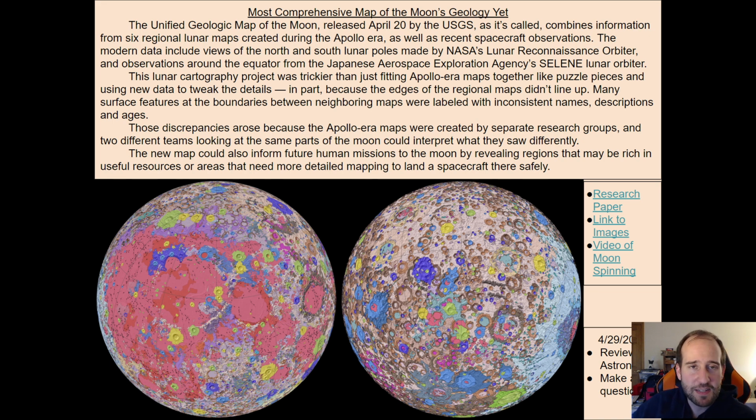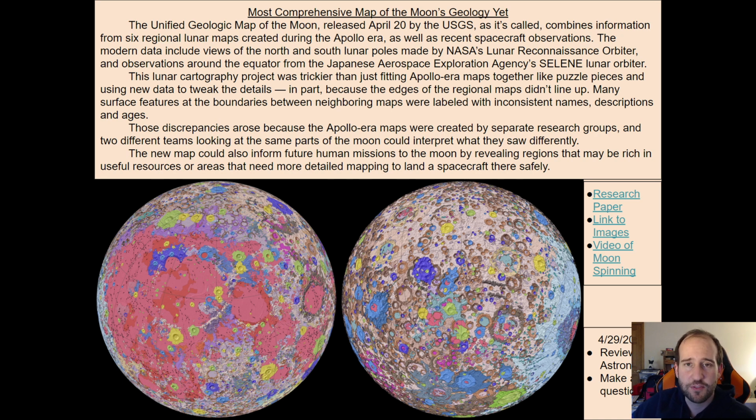So this is the most comprehensive map of the moon's geology yet. The Unified Geological Map of the Moon, released April 20th by the USGS, which is the United States Geological Survey, combines information from 6 regional lunar maps created during the Apollo era. So this was a really long time ago.